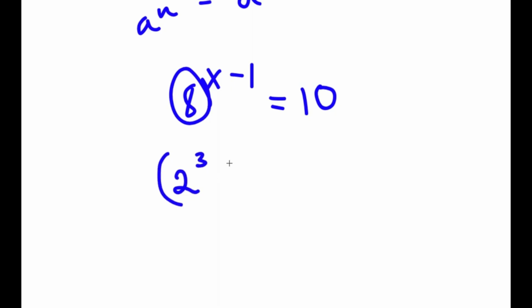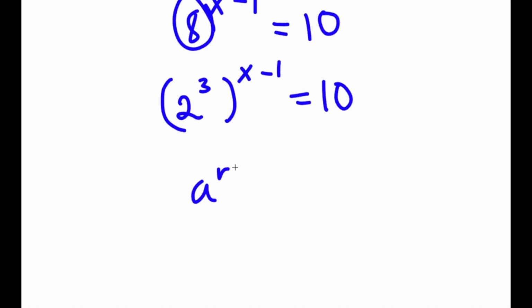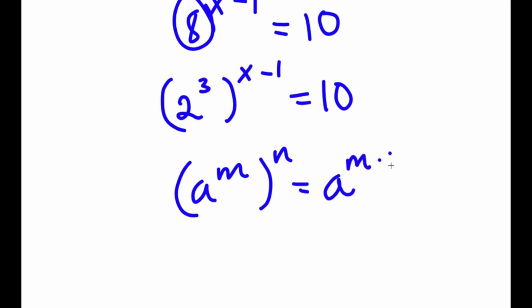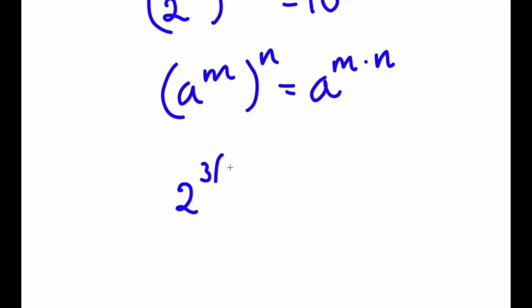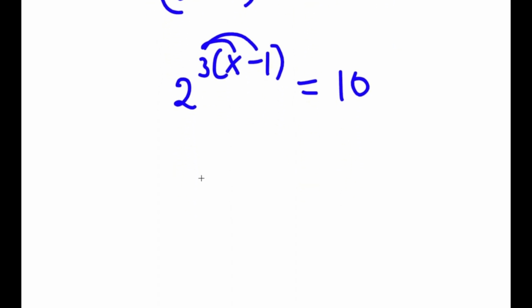So now I have 2 to the power of 3 to the power of x minus 1 is equal to 10. And if I have something in the form a to the power of m to the power of n, this is equal to a to the power of m times n. So 2 to the power of 3 to the power of x minus 1, that's going to equal 2 to the power of 3 times x minus 1, which is equal to 10. And I can distribute the 3, so I get 2 to the power of 3x minus 3 is equal to 10.